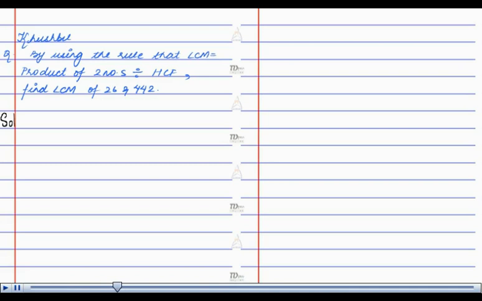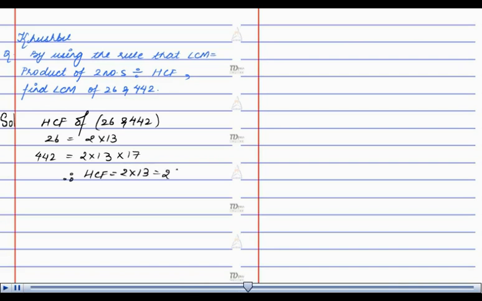We first need to find out the HCF of 26 and 442. 26 can be written as 2 into 13, and 442 can be written as 2 into 13 into 17. Therefore, the HCF comes out to be 2 into 13, that is 26.